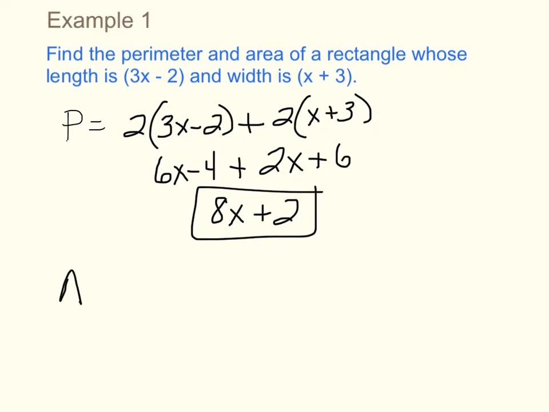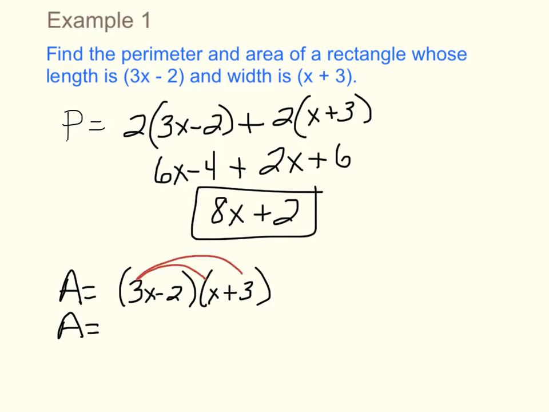Lastly, we have to find the area. Well, the area of a rectangle is length times width. So we have to plug in length, which is 3x minus 2, times the width, which is x plus 3. Now, using your skills and concepts you learned last year, we have to multiply two binomials together. So we take 3x times x and 3x times 3. That gives me 3x squared plus 9x.